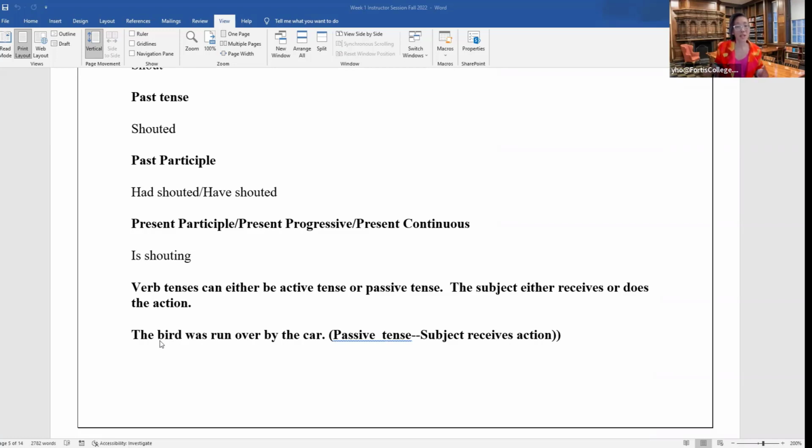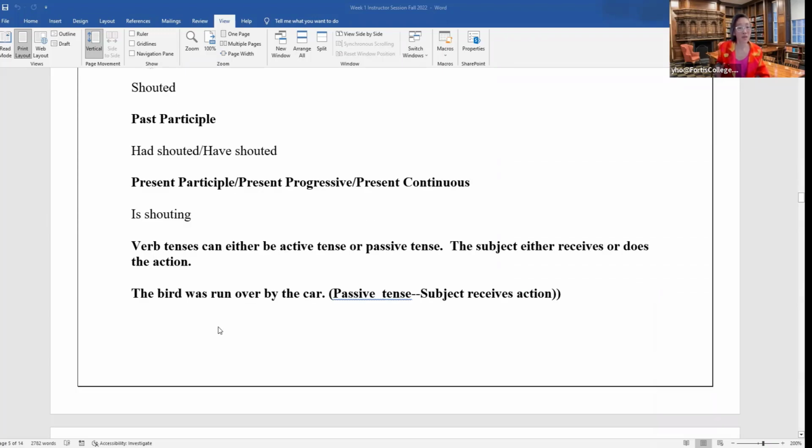So the bird was run over by the car. Here, the bird is receiving the action of being run over by the car. And once again, you have a be verb plus a past participle. And that's how you know that it is, hey, this is not receiving action. So that's how you know it's passive voice.